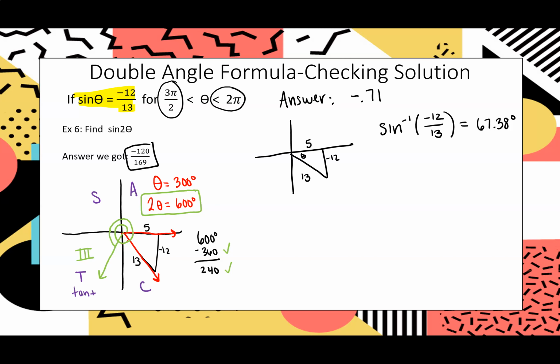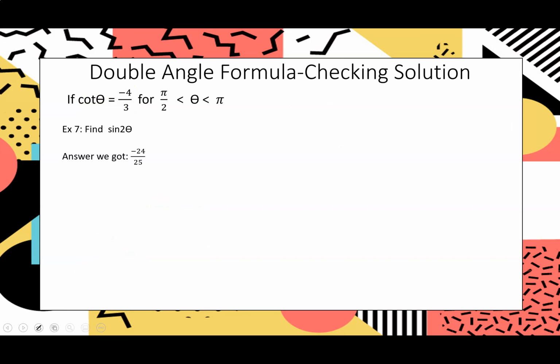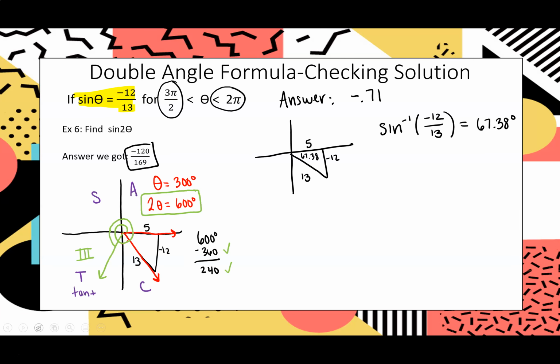Okay, so if that's 67.38 degrees, I'm going to put that in here. So this is 67.38. And what do I really care about? Remember, I really care about getting theta. My angle for this problem is this. I really want this. Well, what's that going to be?